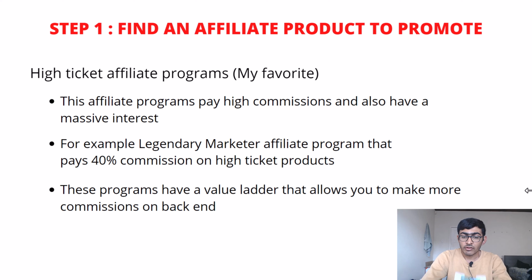And these types of affiliate programs have a value ladder that allows you to make more commissions on the back end. The value ladder means Legendary Marketer has a front end product which is only $7. But if someone purchases the $7 product, then Legendary Marketer introduces them to high ticket products on the back end, like $1,000, $2,000 and even $10,000. And if someone purchases that product, then I will get a 40% commission. So that's why high ticket affiliate programs are my favorite affiliate programs to promote.